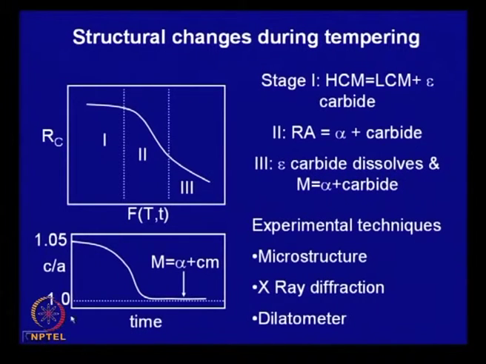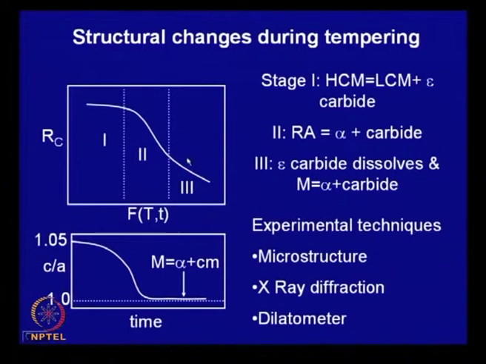And if you plot this against, say, tempering time at a particular temperature, you will find that the C by A ratio changes like this. So, this X-ray diffraction is a powerful technique to follow the kinetics of transformation that takes place during tempering in steel. And apart from this, we obviously use microstructural examination also as a tool to follow the tempering kinetics.